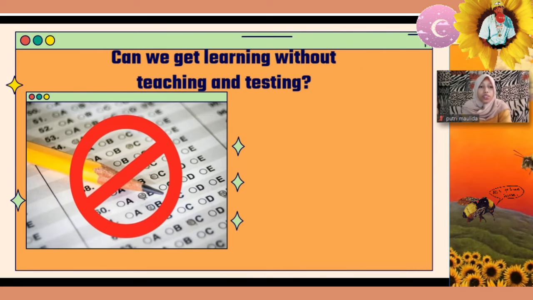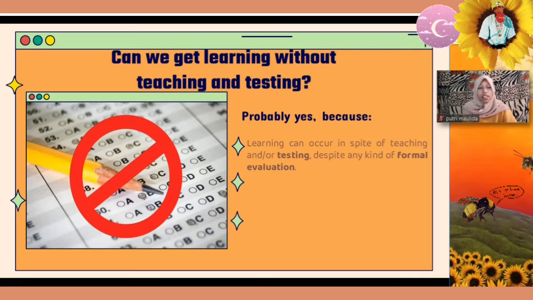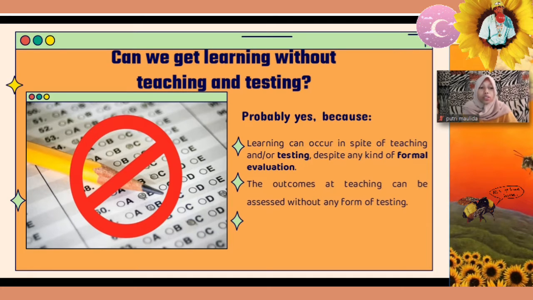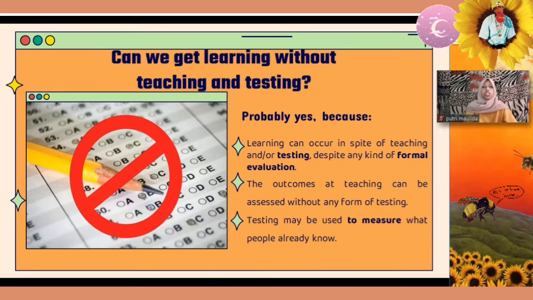And can we get learning without teaching and testing? Probably yes, because learning can occur in spite of teaching and testing, despite any kind of formal evaluation. The outcomes of teaching can be assessed without any form of testing. Testing might be used to measure what people already know. So students actually can learn without teaching and testing. They can teach themselves, and they can be taught by informal education.